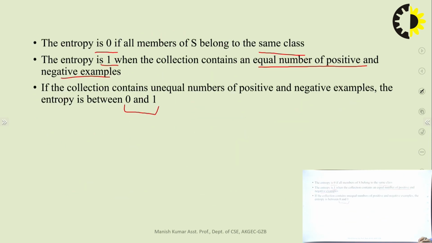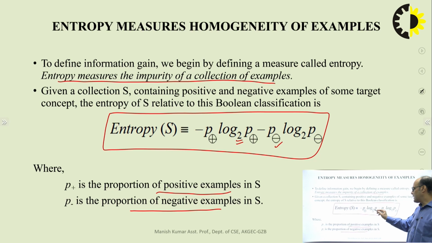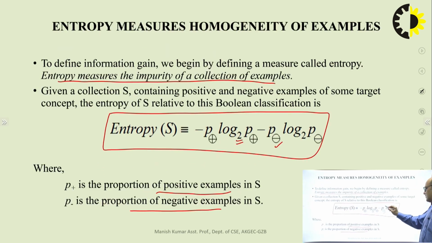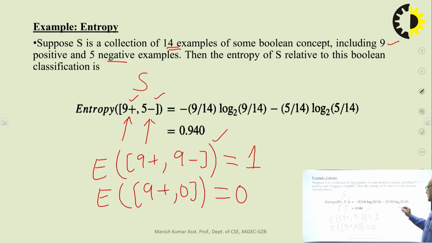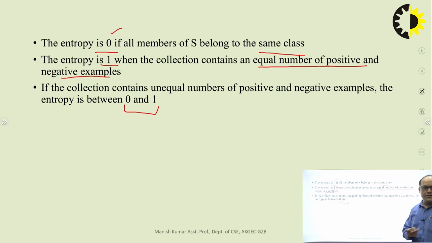So, on the basis of that, I have calculated the entropy. How can we represent it? Entropy of 9 plus and 5 minus, 9 positive, 5 negative. On the basis of that formula, I have put the values here: minus P plus log base 2 of P plus, minus P minus log base 2 of P minus. How many total examples are given? 14. So 9 by 14 log to the base 2 of 9 by 14, minus 5 by 14, 5 is negative, log to the base 2 of 5 by 14. After calculation, I get this value, 0.940.